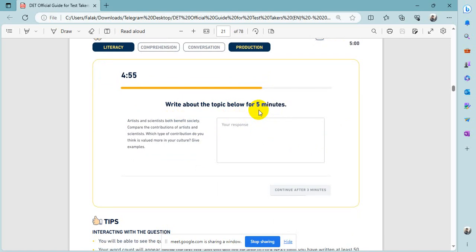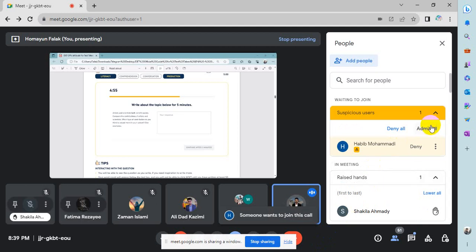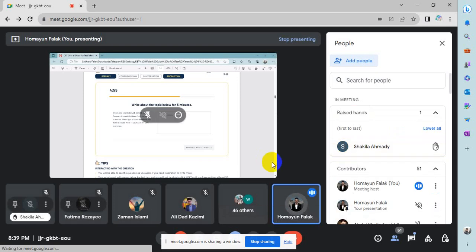That's it. And then when you have written, however, you have 5 minutes to write about the prompt that they gave you. But after 3 minutes, this button lights up. Continue after 3 minutes. So this button lights up and you can click on next. But I suggest you please don't do that, okay? Use all that 5 minutes and write as much as possible. At least you should write 50 words.